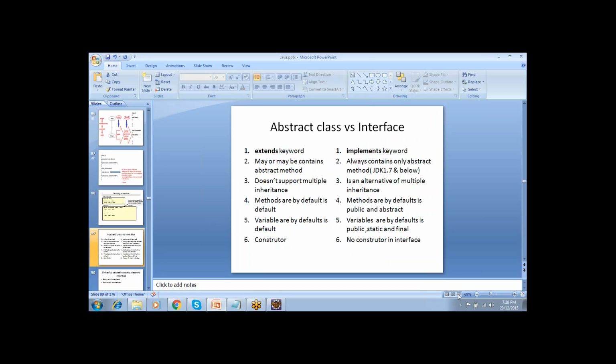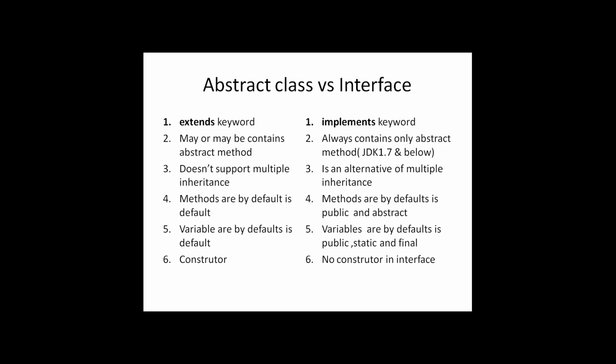Now, very important: what is the difference between an abstract class and an interface? The first difference is how to inherit. An abstract class is inherited using the extend keyword and an interface using the implement keyword. Second, an abstract class may or may not contain abstract methods, but an interface always contains only abstract methods, as per JDK 1.7 and below versions. But as per JDK 1.8, this concept is different. After this, I will explain the new concepts of JDK 1.8.